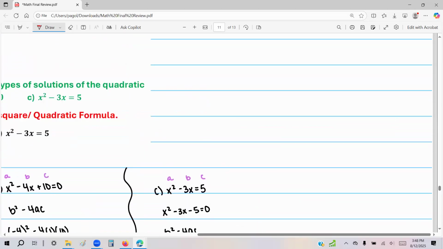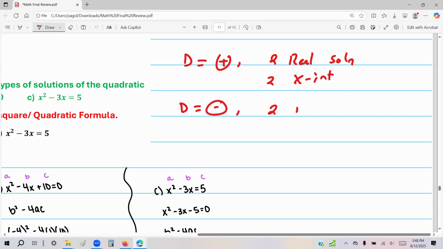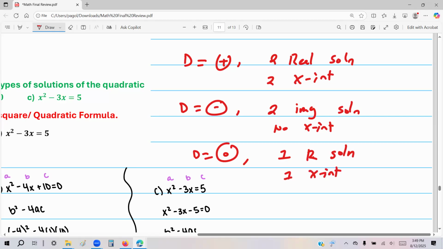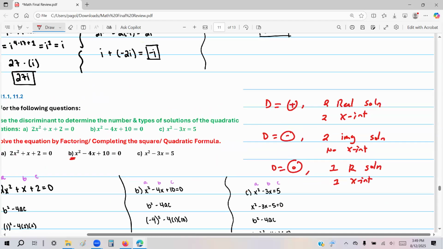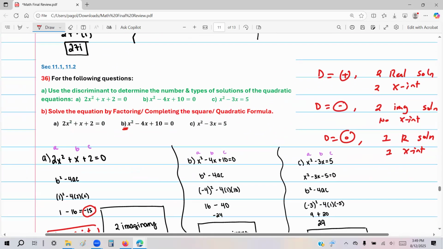Okay, so the three rules you have to remember are: if the discriminant is a positive number, you get 2 real solutions, so 2 x-intercepts. If the discriminant is a negative number, you get 2 imaginary solutions. It means you have no x-intercept because they're imaginary. And if the discriminant is 0, you have 1 real solution and you have 1 x-intercept. Just remember that and then choose the correct multiple choice.